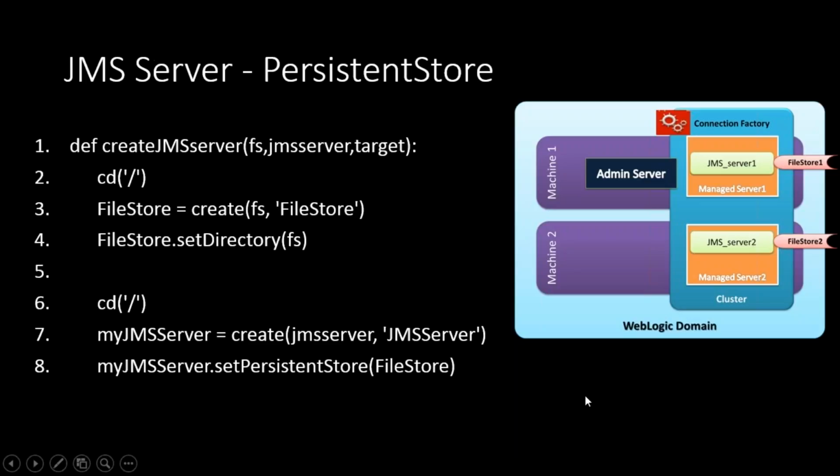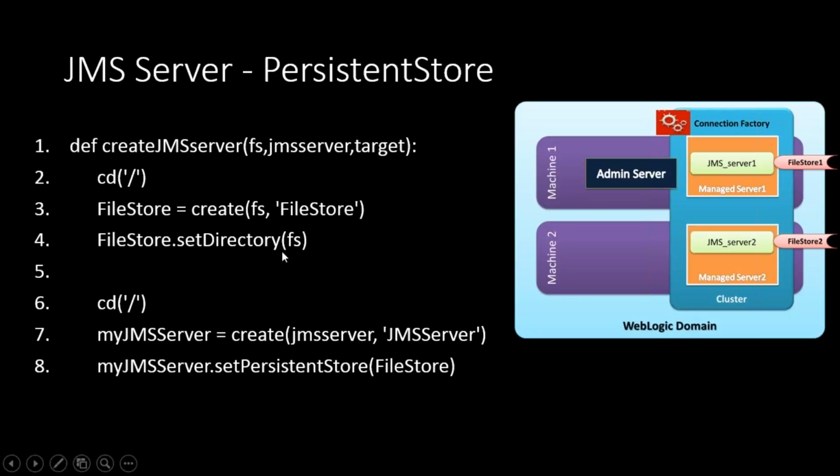Okay, so we'll just create a JMS server. How is it going to work? The JMS server is going to use one of the persistent stores, a file store. You can also use a JDBC store. If you want to create a file store, you need to say create, and then what type of file store you want to create and what the name of the file store is. Here fs is a variable, and it is going to create a file store.